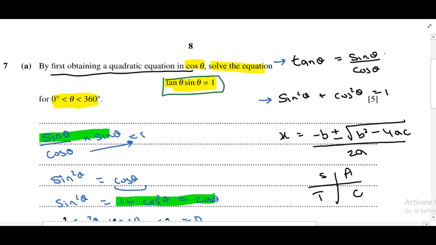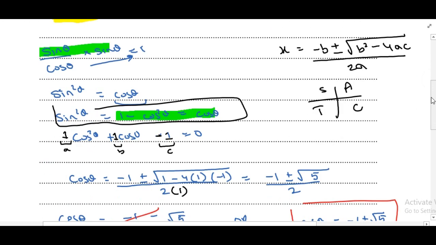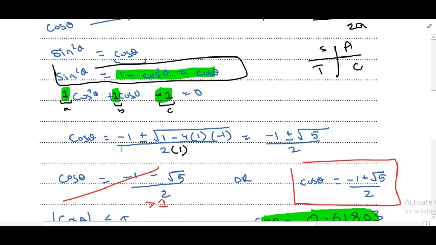So in order to solve this, first we have taken the basic identity tan theta is equal to sin theta over cos theta. Then another trigonometric identity, sin square theta plus cos square theta equals 1. We have rearranged this equation. Then we have gone for the quadratic formula. We have separated the coefficients a, b, c, the quadratic coefficients. We have used the formula.